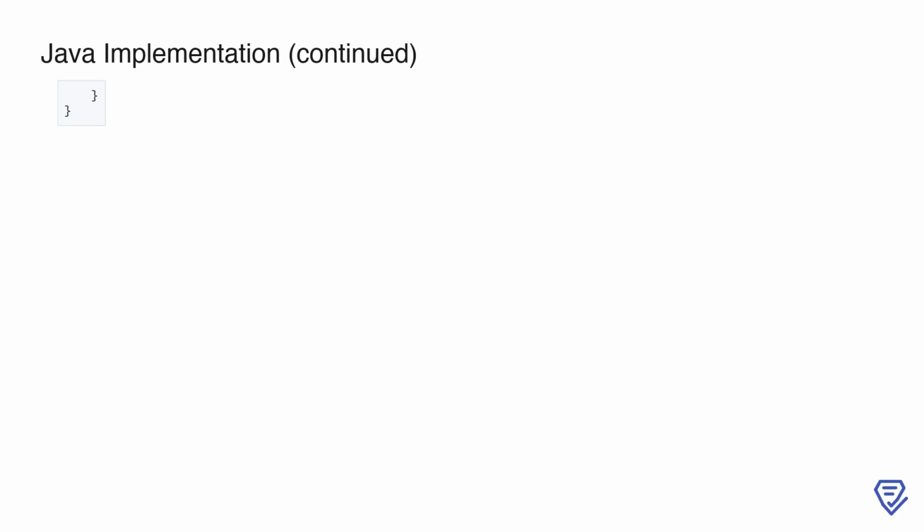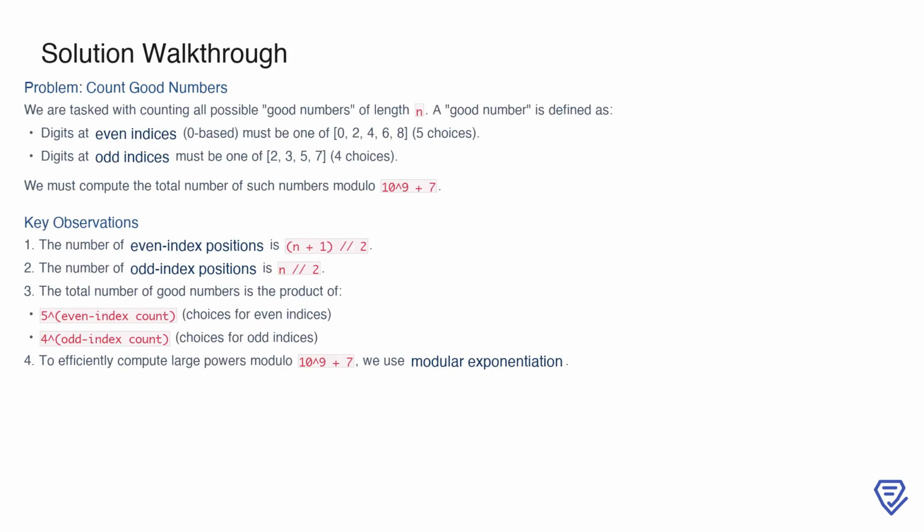This implementation ensures that we handle the constraints of the problem efficiently, even for very large values of n, by leveraging modular arithmetic and fast exponentiation. In this problem, we need to count all possible good numbers of a given length n. A good number is defined based on its digits positions.